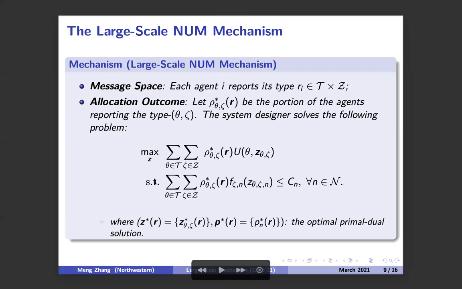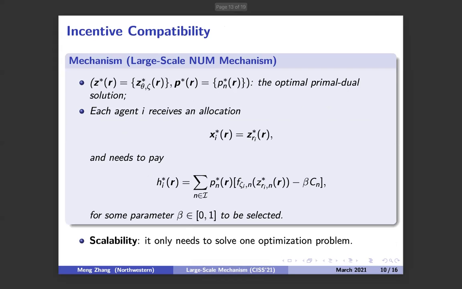The system designer will solve the following problem. This is analogous to the network utility maximization problem, except that this problem assumes that all the agents are truthfully reporting. Z and p represent the optimal primal-dual solution to this problem, where z(theta, zeta) represents the allocation to the agents reporting type (theta, zeta). The following is a description of the allocation and the payment. Each agent will receive an allocation equal to the optimal solution to the problem we just mentioned, associated with the type agent i is reporting.